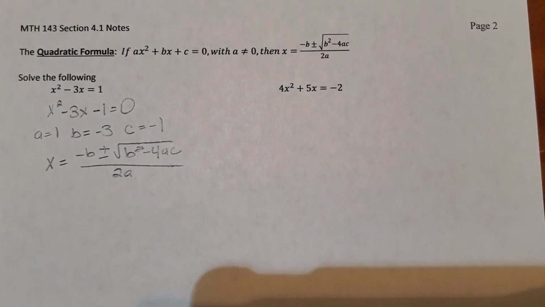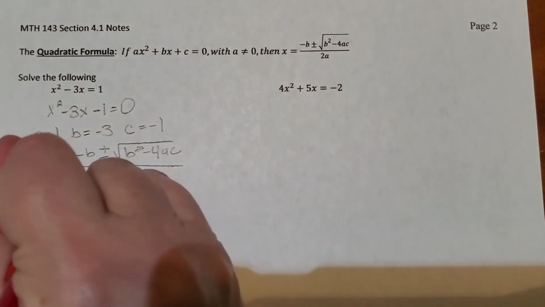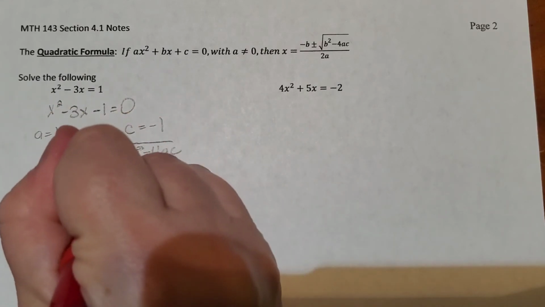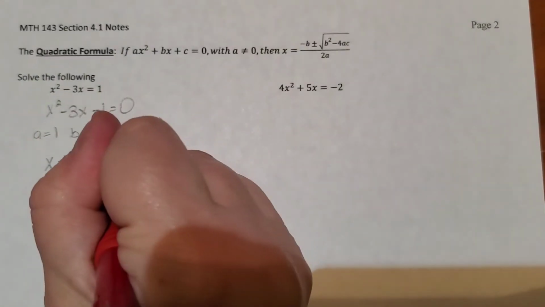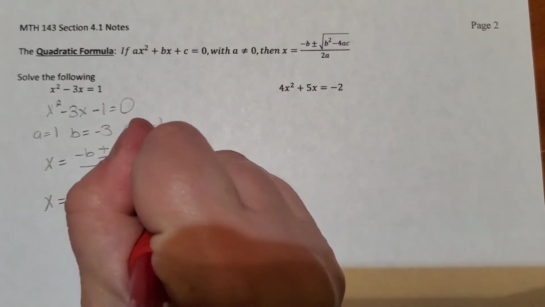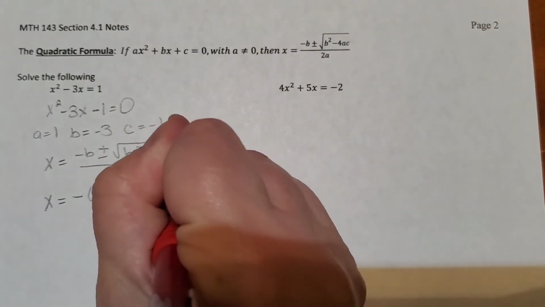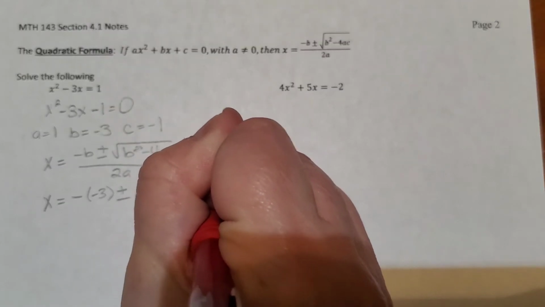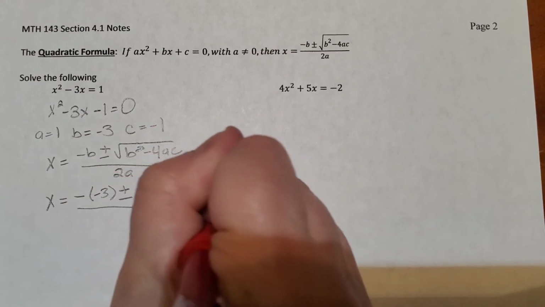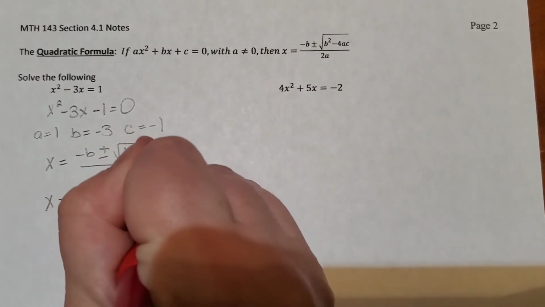So once we've got our quadratic formula, we know what a, b, and c are. We just have to plug them in. So we get x is equal to negative, and then for b, we're replacing it with -3, plus or minus the square root of -3 squared minus 4 times 1 times -1. And then that whole thing is over 2 times 1.